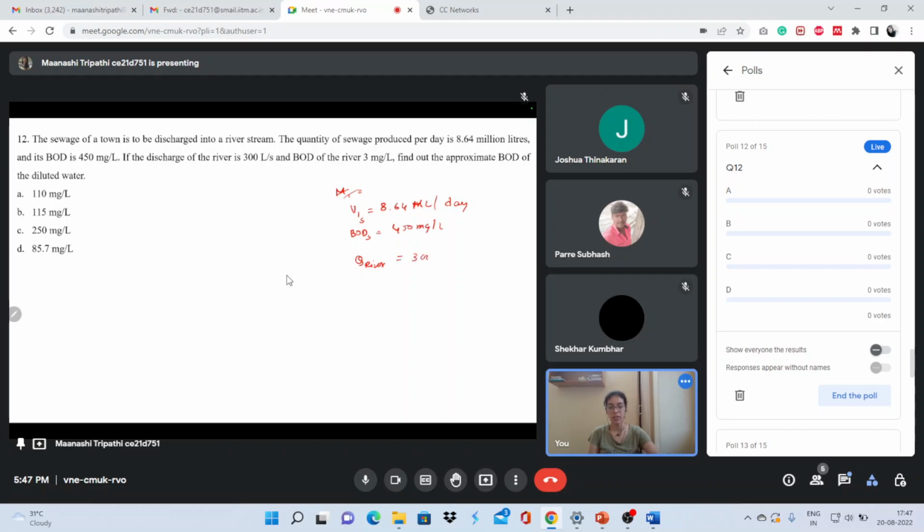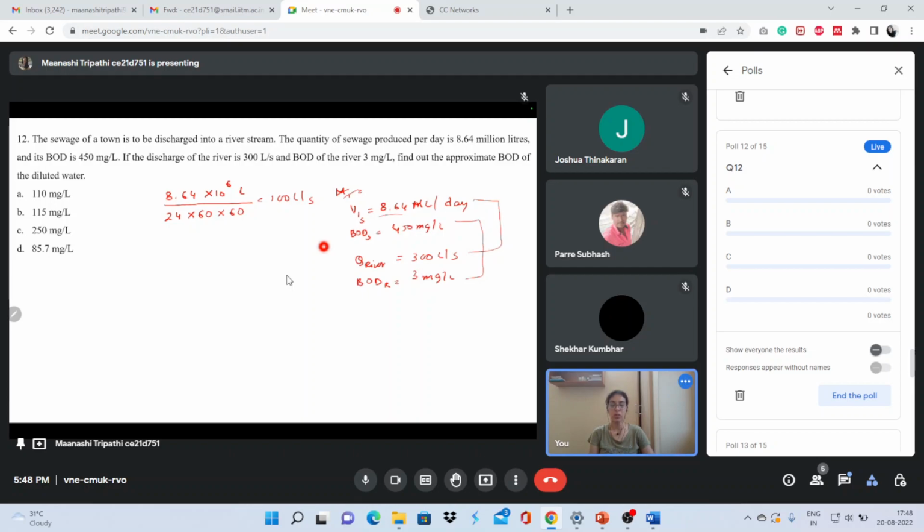Discharge of river is 300 liters per second, and BOD of river is 3 milligrams per liter. See here, very important thing is unit. These two units are same, but these two units are not. So we will change this unit into liters per second. 8.64 million liters means 8.64 into 10 raised to power 6 liters, and it is in per day. So per day we will change to seconds. One day has 24 hours, 1 hour has 60 minutes, 60 seconds. So 8.64 into 10 raised to power 6 divided by 24 divided by 3600. We got 100 liters per second.